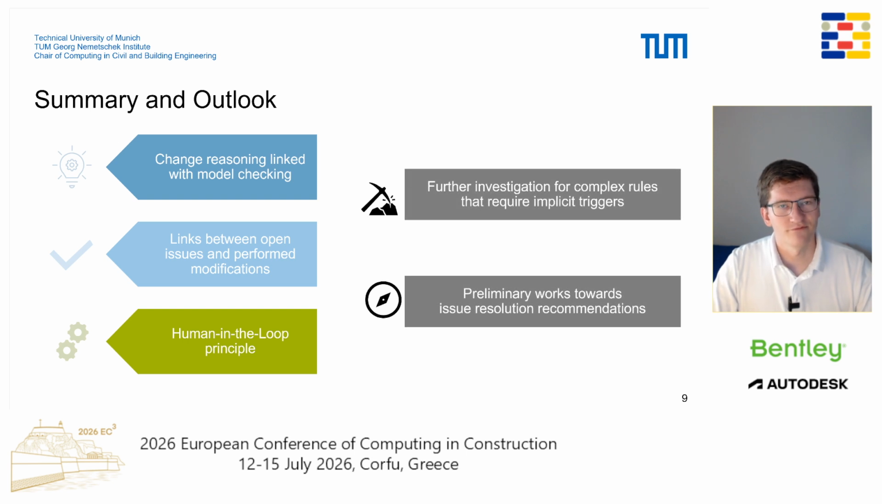So to sum it up, what we have presented here is a first framework towards change reasoning interlinked with the actual model checking. We were able to establish links between the issue description itself and the performed modifications over this intermediate step of the rule descriptions. And overall, we are featuring a human-in-the-loop principle in this scenario. So we are not aiming to automatically close or process issues, but it's really meant to do a pre-selection of issues that are likely to be affected by the model changes that have been introduced.